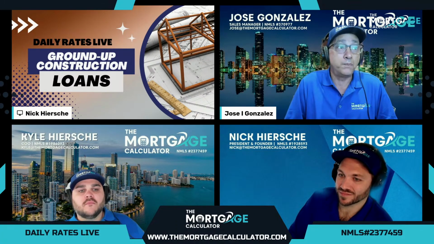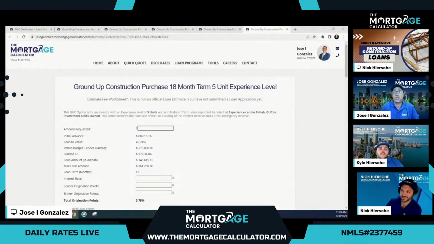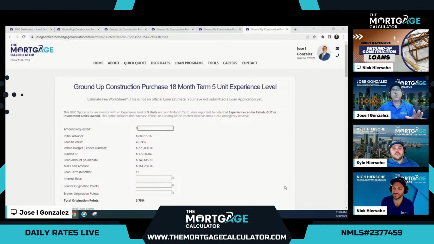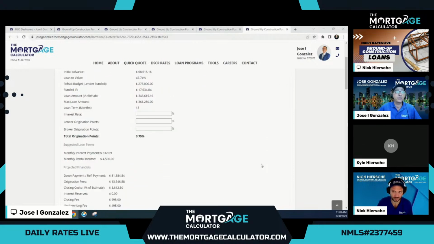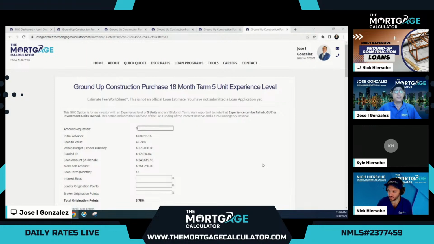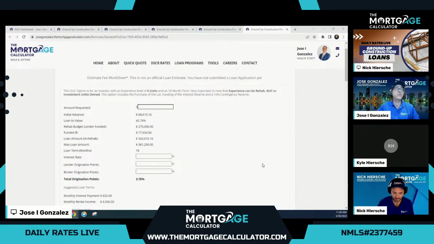Okay, so I have multiple examples here of experience level, right? I've got one here, middle of the road, with 5 units of experience. This is a deal where the purchase price of the lot is $150,000, so that's the as-is value of the lot as well. The renovation is $275,000. That includes $250,000 in actual build and $25,000 in soft costs.